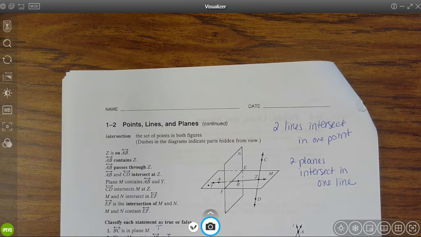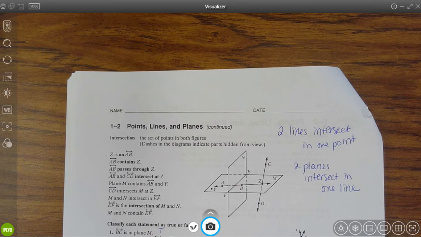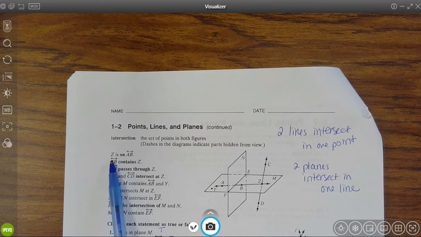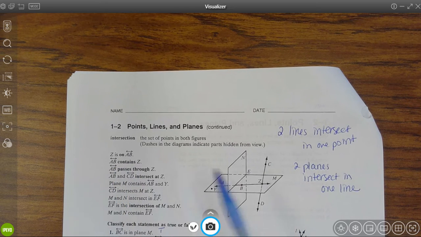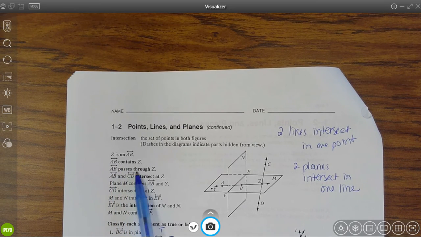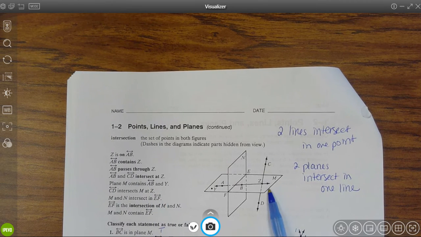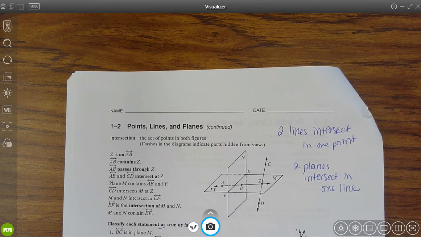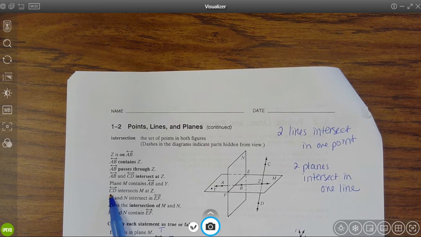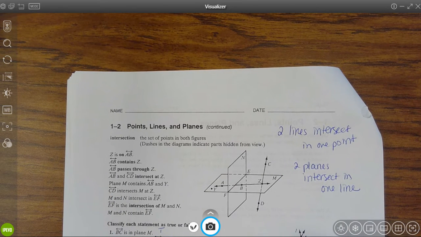Here, the intersection of any 2 figures is a set of points that are contained in both of them. You can read through these. Point Z is on line AB, because if you look at line AB, it continues and touches point Z. Line AB contains point Z, and line AB passes through point Z. Those are all saying the same thing. Plane M contains line AB and point Y. If you look at plane M, line AB is fully contained in that plane, and point Y is also a point on that plane. The next one says line CD intersects plane M at point Z.